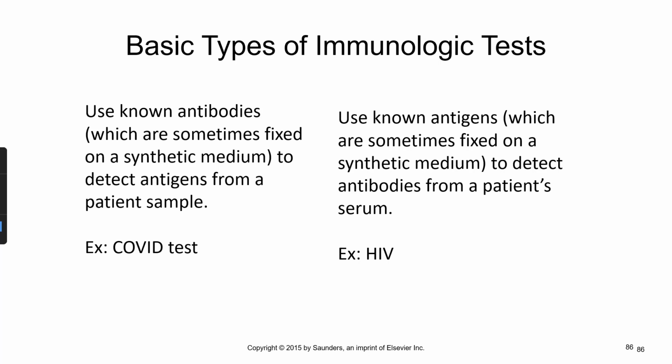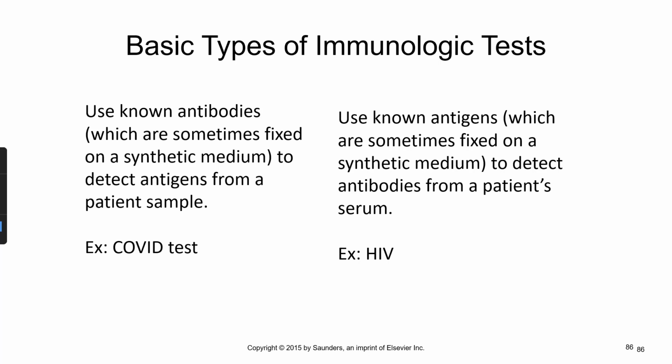So we have antibodies against COVID. If the patient has COVID, they're going to have COVID antigens in them, and the antibodies that we know are against COVID will combine with those. The other type of test wants to see if a person has been exposed to an infectious agent, and it will look for the presence of antibodies in the patient's serum.